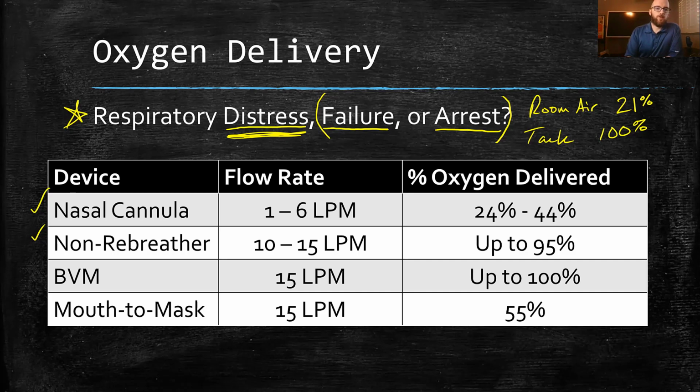Once we shift over to a BVM or doing a mouth to mask, where we're going to provide the ventilation, it's now us saying this person is no longer breathing adequately for life, so I need to take over for them. Or in respiratory arrest, they're not breathing at all, so I need to breathe for them. So the distress, they're still breathing okay, let me just supplement their oxygen. Respiratory failure or arrest, they're not breathing okay, so let me come along and breathe for them.